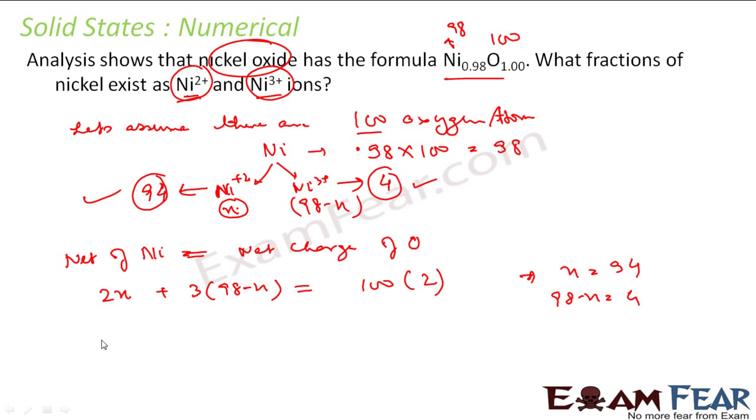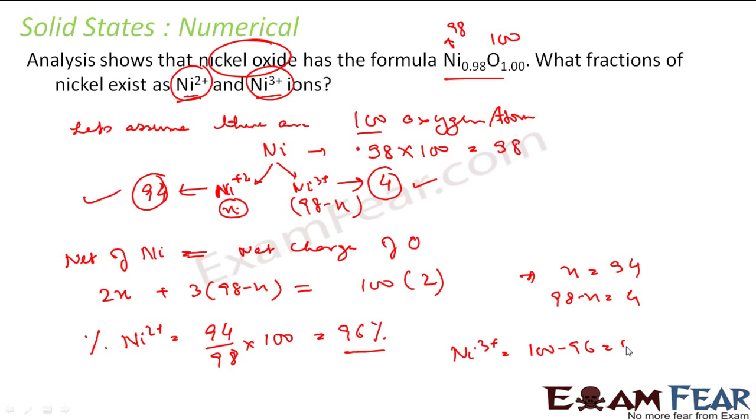Let us assume. So you want to find the percentage of Ni2+. That will be the number of Ni2+, that is 94, divided by total number of nickel, that is 98, into 100, that is nothing but 96%. So 96% I have Ni2+. So obviously Ni3+ will be how much? 100 minus 96, that is 4%. If you want, you can also get this value by 4 by 98 into 100. So almost 4%.